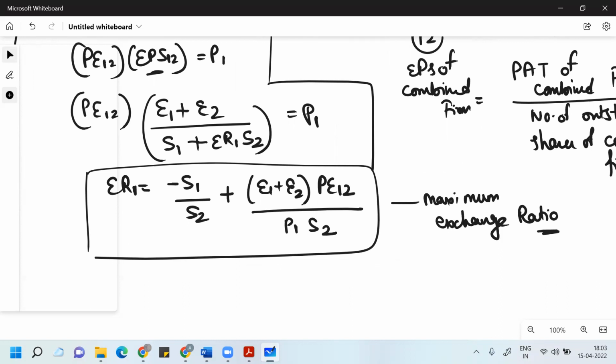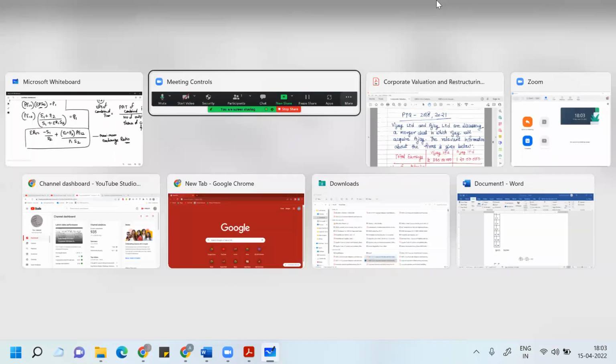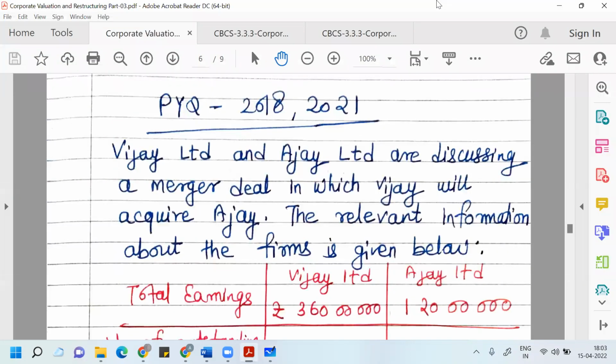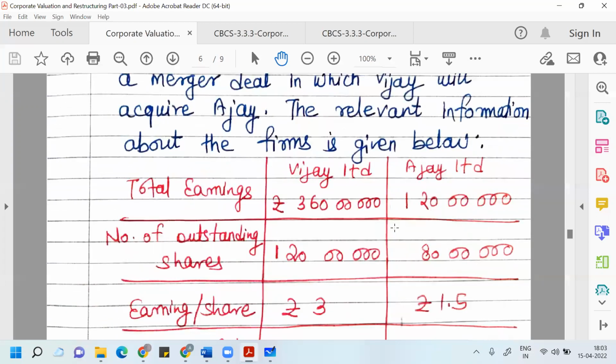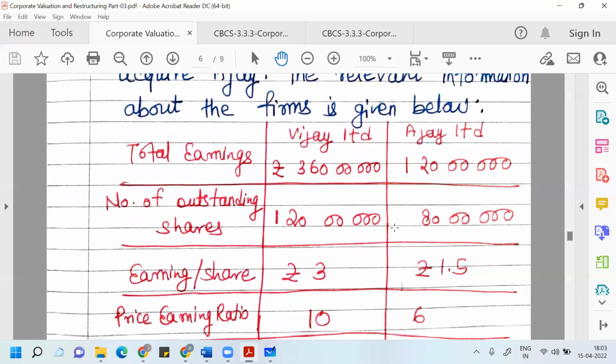The derivation of this formula doesn't matter. In the exam, you will get a numerical. Let me show you the numerical. There are two companies, Vijay Limited and Ajay Limited, discussing a merger deal in which Vijay is acquiring Ajay. So Vijay Limited is the acquiring firm and Ajay Limited is the acquired firm. The relevant data of these two companies is given, so you can see this.